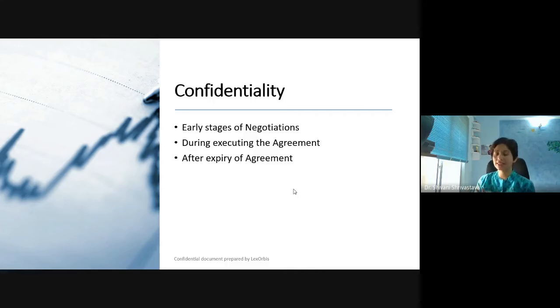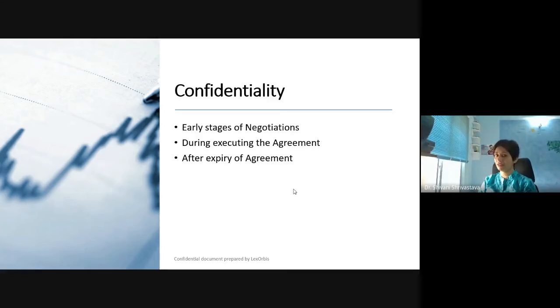And as I said, the licensor can prepare an abstract or summary of the technology, and that can be disclosed to the parties at the time of negotiation. This will help to keep the confidential information with the licensor. The other option is that confidentiality should be kept during the executing of the agreement.